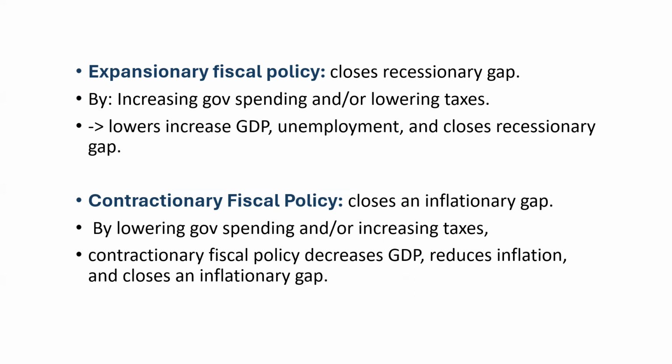Contractionary fiscal policy does the opposite. By lowering government spending and/or increasing taxes, contractionary fiscal policies decrease GDP, reduce inflation, and close an inflationary gap.